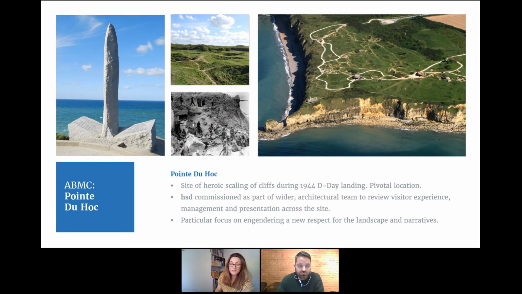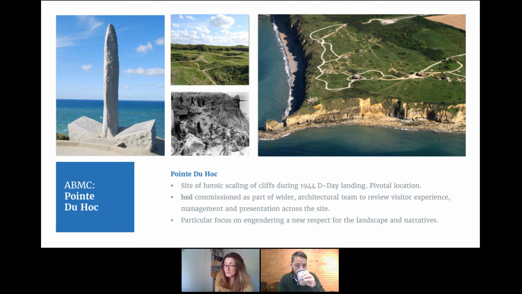Great, thanks, Paul. So one of the sites that we were called in to look at is Pointe du Hoc. That is a very high promontory that sits between Omaha and Utah beaches as part of the D-Day landing, a really pivotal location, and the site of a quite heroic scaling by American forces of the sheer cliffs on the 6th of June, D-Day, in 1944.